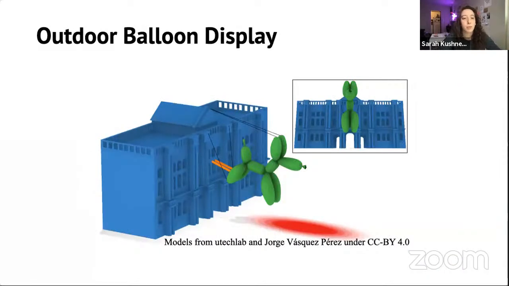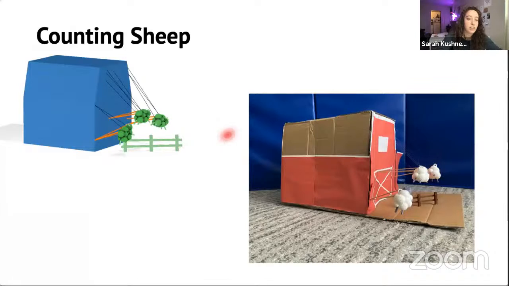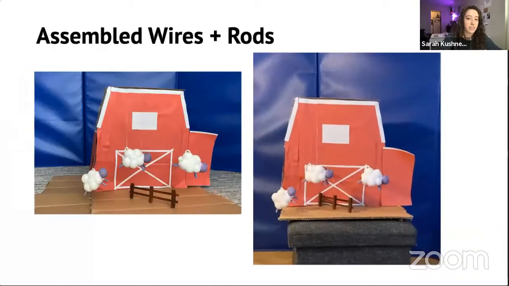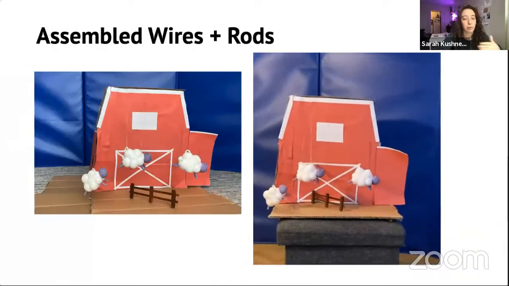So in this example, a giant balloon is hanging outside of a museum. And from the expected viewpoint, you can't see the support. So it looks like it's floating. This is important because sometimes an invisible solution isn't possible using only rods. So it's important that we also have wires. And I also assembled an example that has both wires and rods, and I wanted to make it look like these little sheep are floating and jumping over the fence.